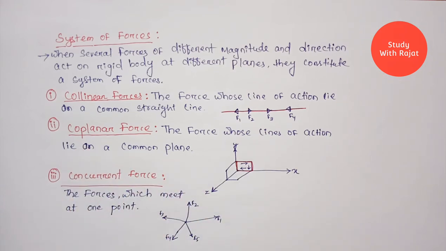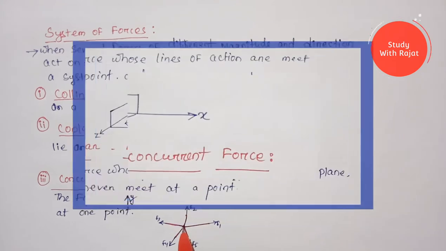Concurrent forces. Concurrent forces are forces where the different forces meet in a single point. So this is the single point where the different forces meet. It's known as concurrent forces. So always remember, concurrent forces meet in a single point. Here F1, F2, F3, F4, F5 are the system of forces. They meet in a single point.